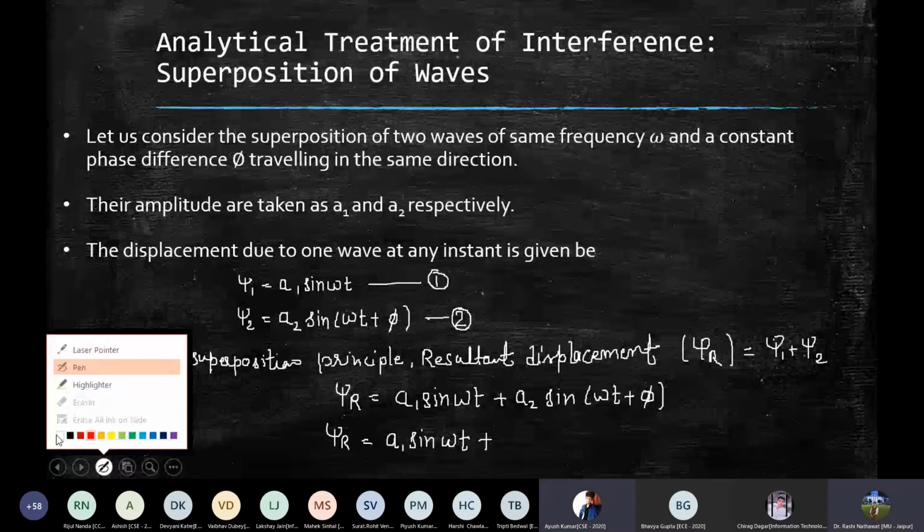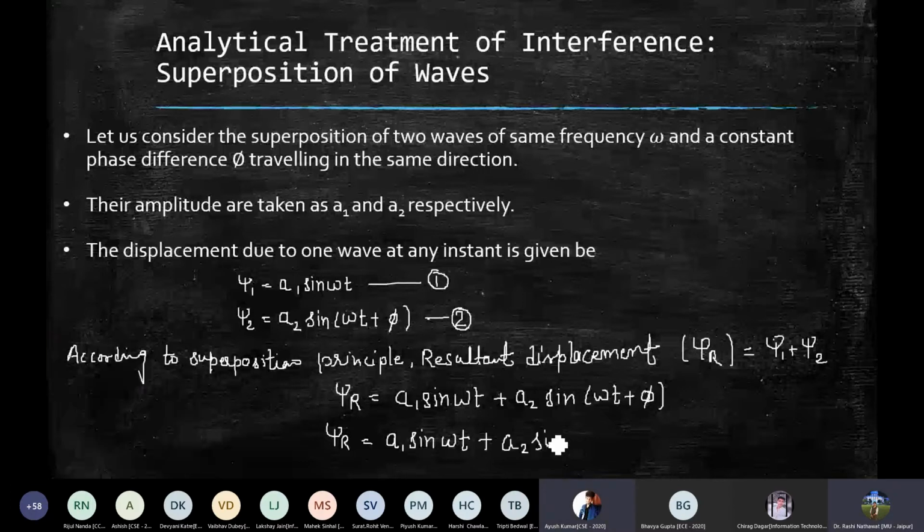Yes, this will be A2 sine omega t cos phi plus A2 cos omega t sin phi. Very good, Ayush. So you can see here, there is one term with sine omega t, and there is one term with cos omega t.